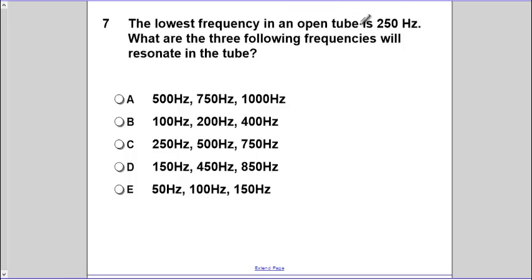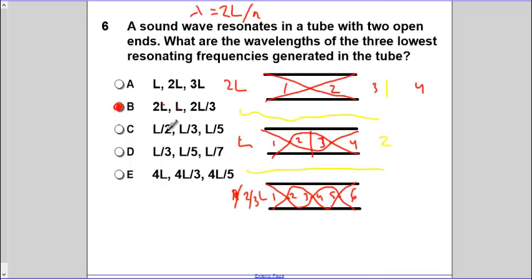The lowest frequency in an open tube is 250 Hertz. So that's F. What are the other frequencies that will resonate in the tube? Let's go back a picture and I'll switch colors. This F contains 2 wave quarters. This one contains 4 wave quarters. That means it must be twice as frequent. This one contains not 4 but 6, 3 times as many as the first one, so that's 3F. Tubes with open ends will resonate at F, 2F, and 3F.